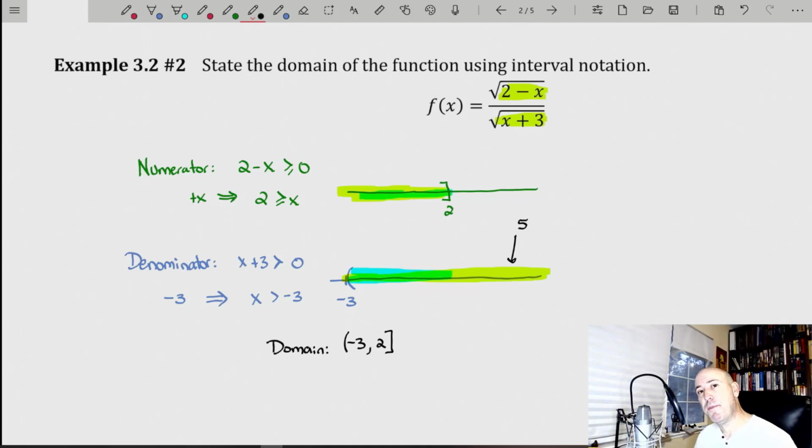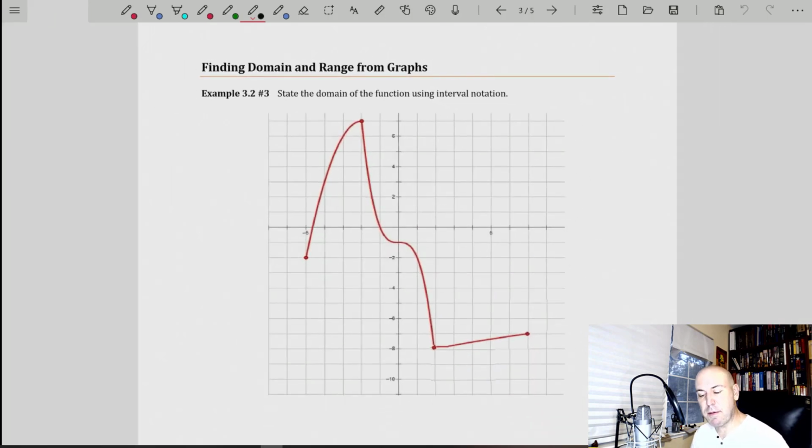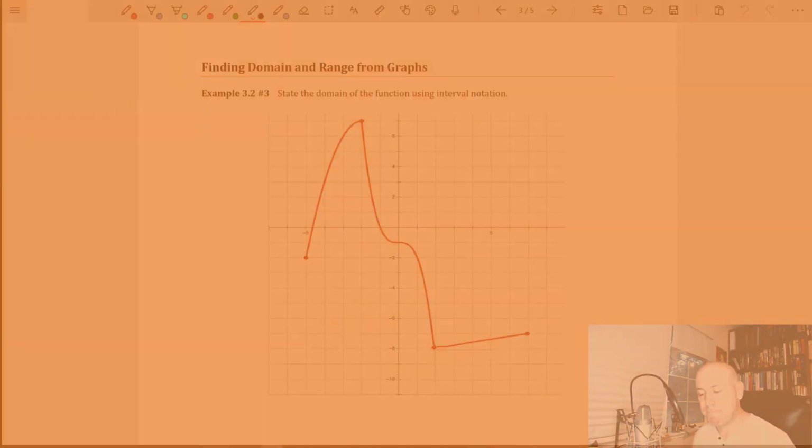In the next video, we'll step forward into the next topic, which is a subtopic of this, which is finding domains and ranges from graphs.